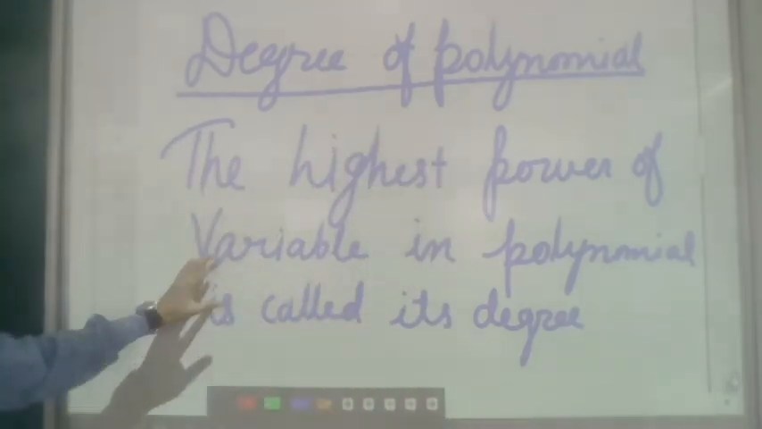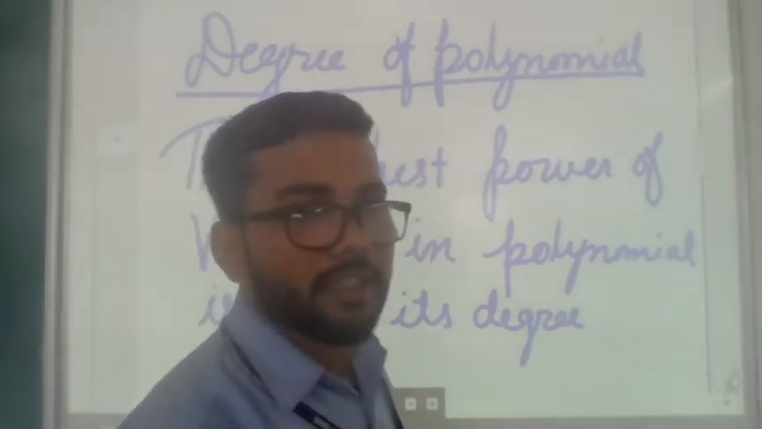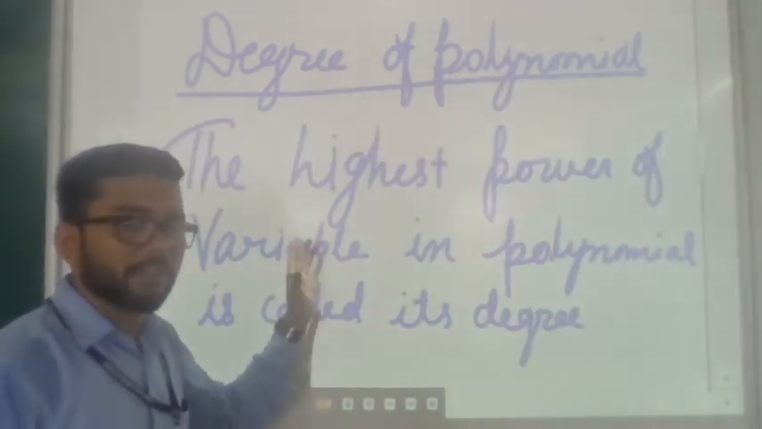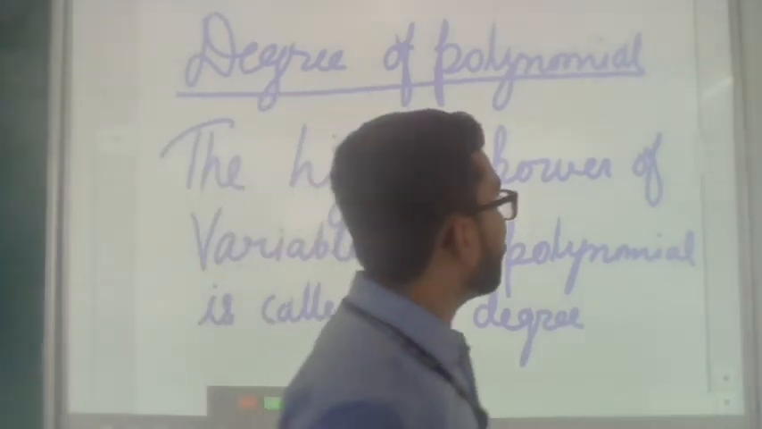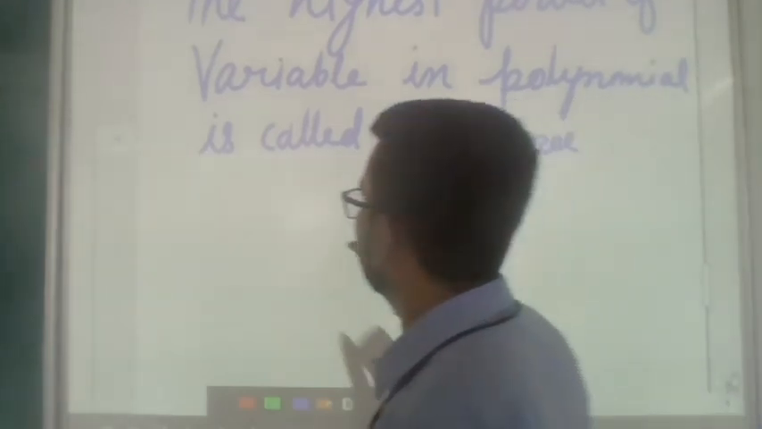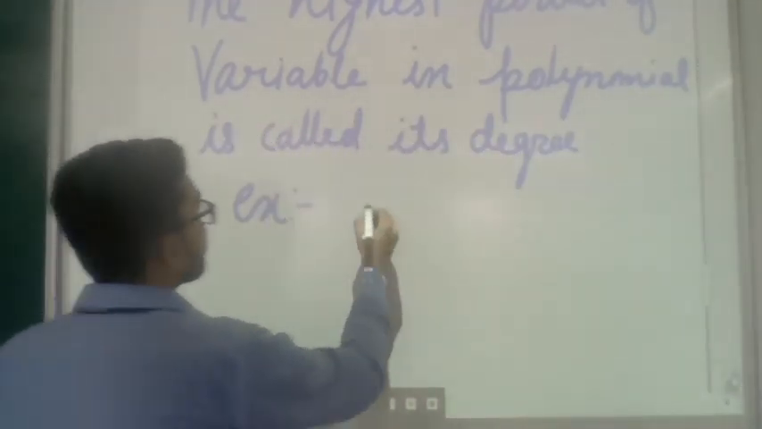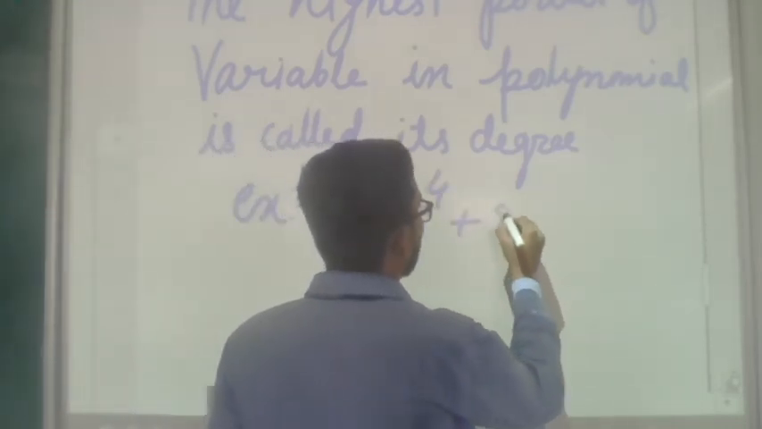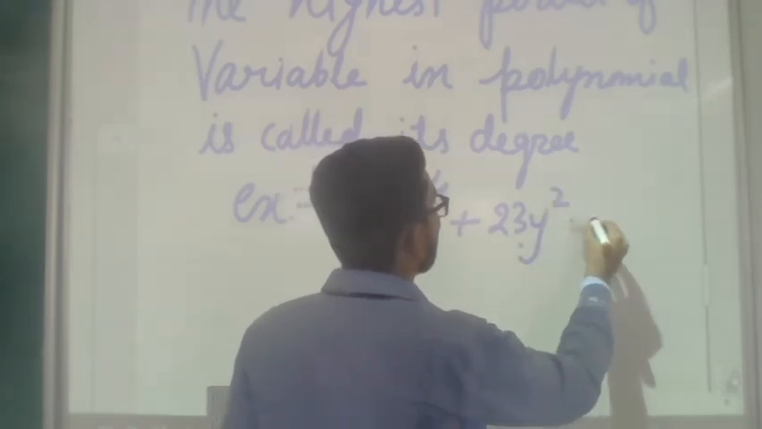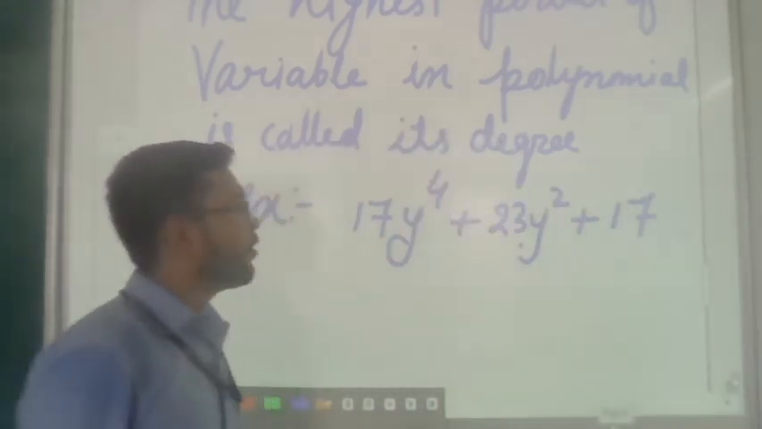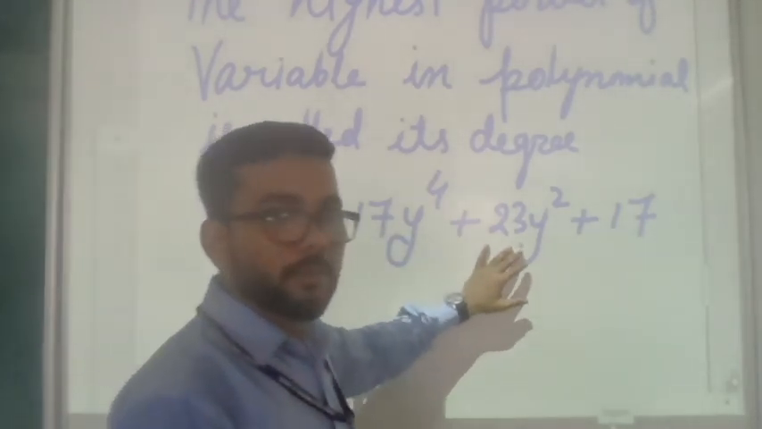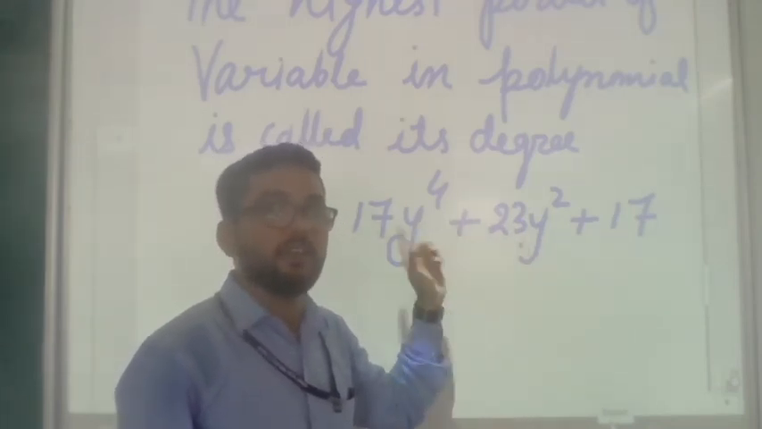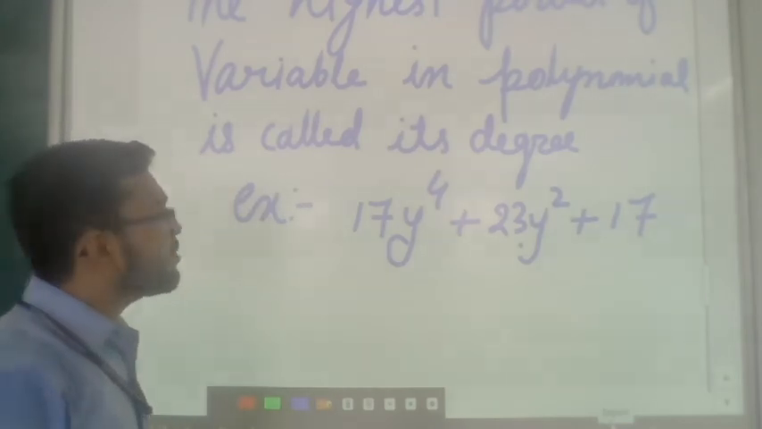The highest power of the variable. In algebraic expressions, or in a polynomial, the highest power of the variable will be its degree. Suppose we take an example like 17y to the power 4 plus 23y squared plus 70. Here this is a polynomial because it consists of coefficients and the power of each variable is a non-negative integer. So that is why it is a polynomial.